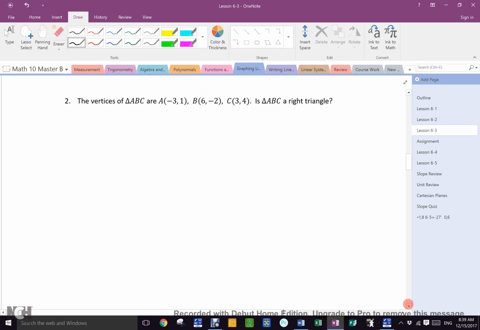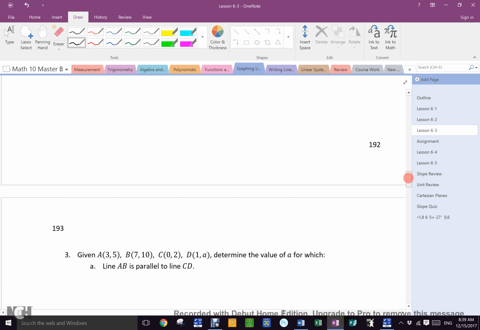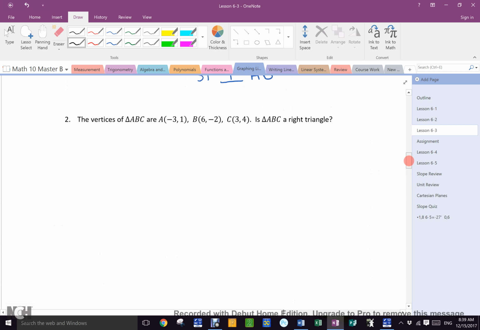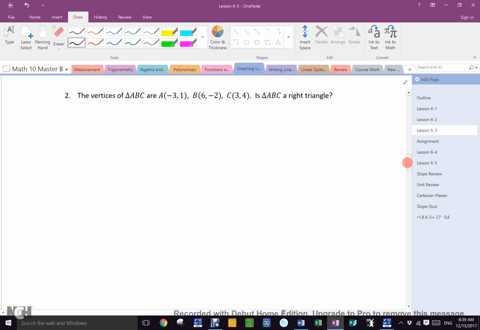Next page. Or next question, I mean. Is that a right triangle? If it's a right triangle, then one of the angles must be what? 90, which means 2 of those sides meet perpendicularly, don't they? Which means 2 of those slopes must be perpendicular to each other, right?